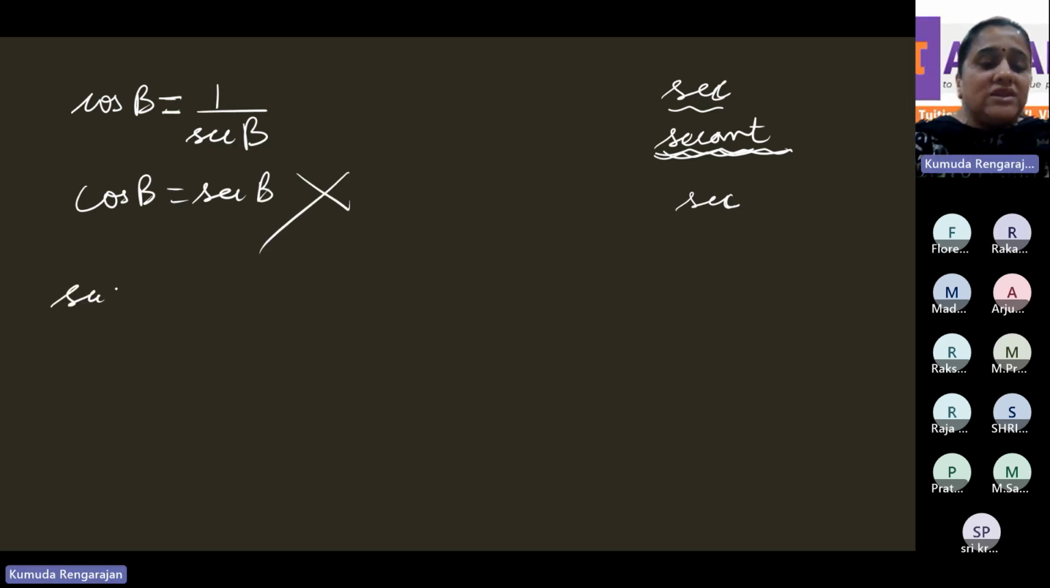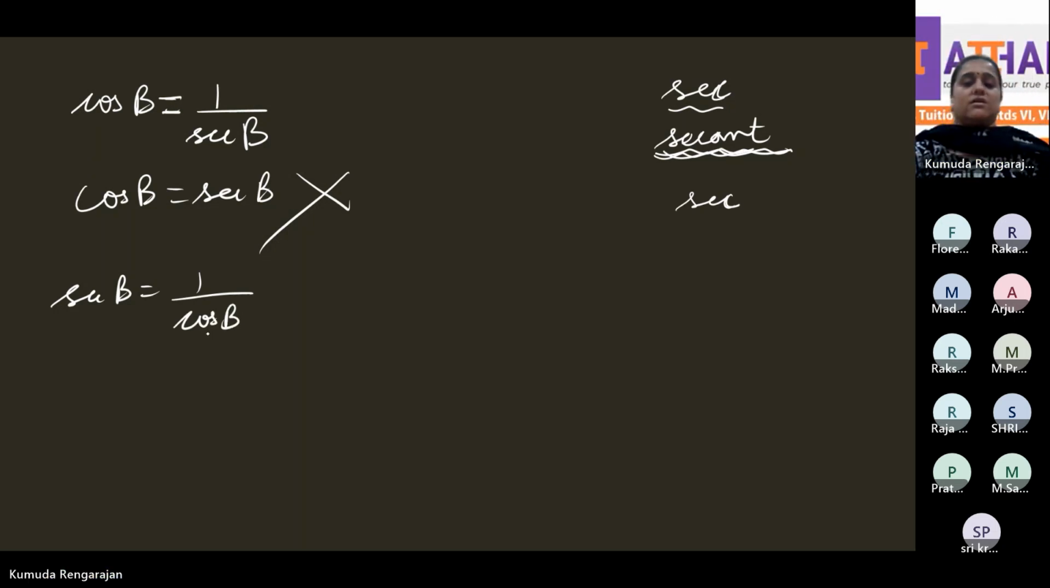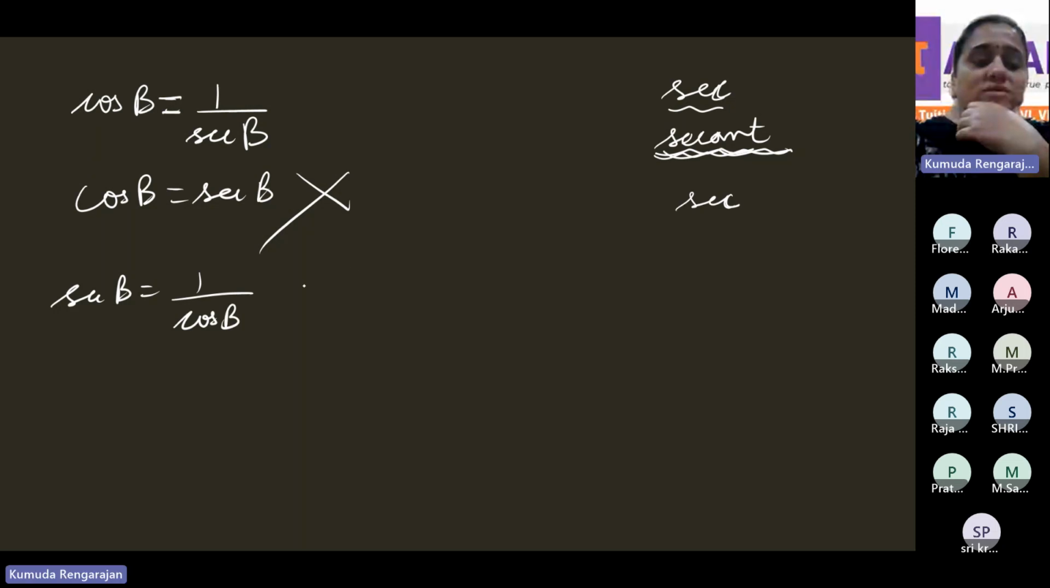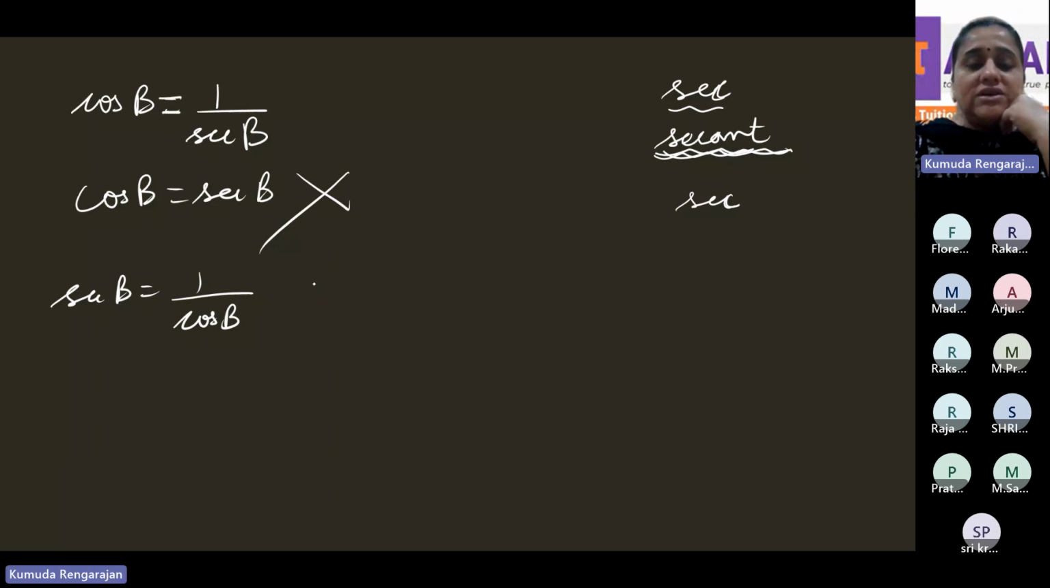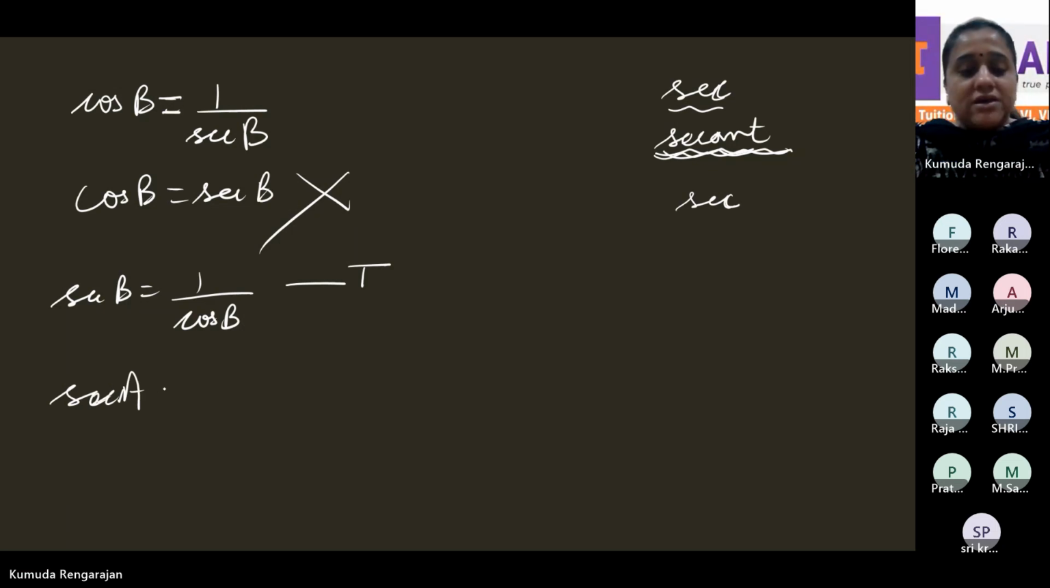Is this right, children? Secant B is equal to 1 by cos B. Is this correct? True or false? Secant B is equal to 1 by cos B. True, ma'am. This is true. Yeah, now tell me, is this true? Secant A is equal to 1.